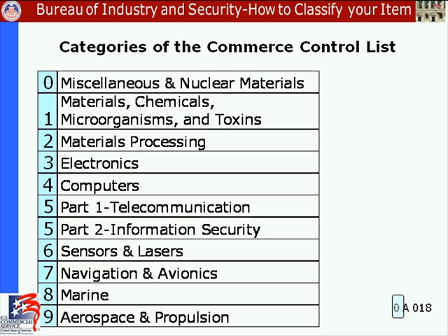Category 9 is aerospace and propulsion equipment. The propulsion equipment such as jet engines, and some engines could be for jet or for marine, are also in Category 9. And Category 9 also covers a lot of production equipment, which are special equipment such as wind tunnels. You use that to test the jet engine or test the aircraft. They're all in Category 9.